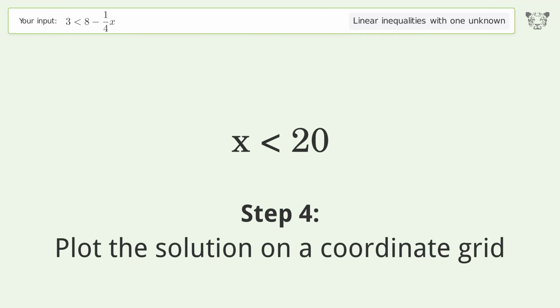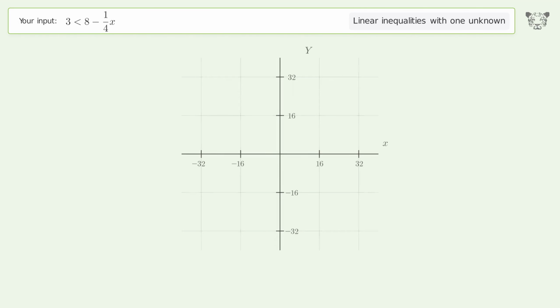Plot the solution on a coordinate grid. And so the final result is x smaller than 20.